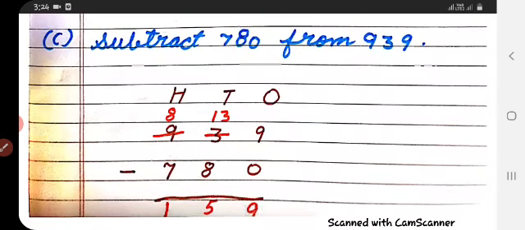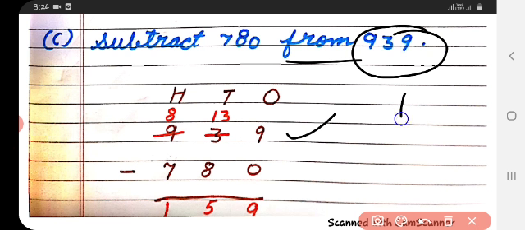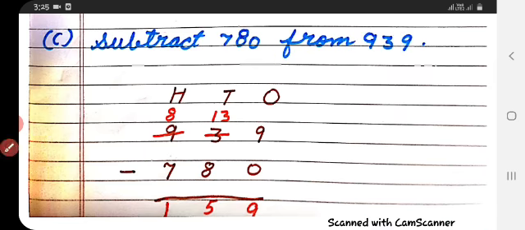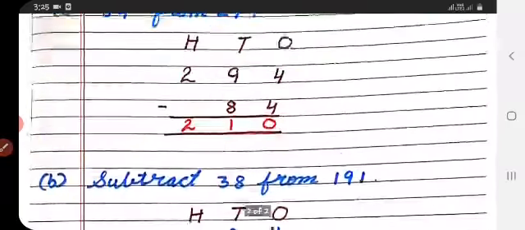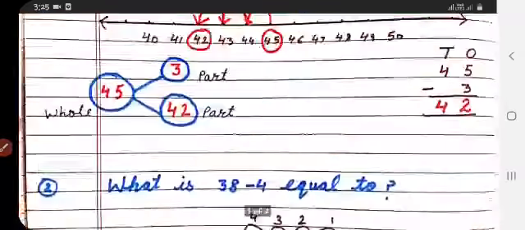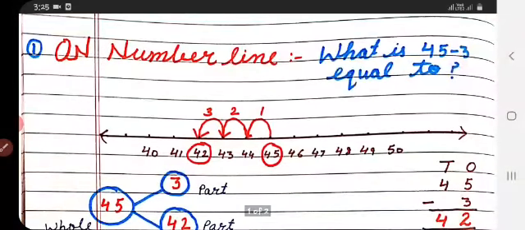Where we need to borrow, we can. In this way we can do the subtraction sum. When it comes to "from", we have to do crossing out. First 939 will be written and then 780 will be written. So there is no problem, we can do this kind of sums. Subtraction sums can be done this way, by crossing out, and also on number lines, which we have done.